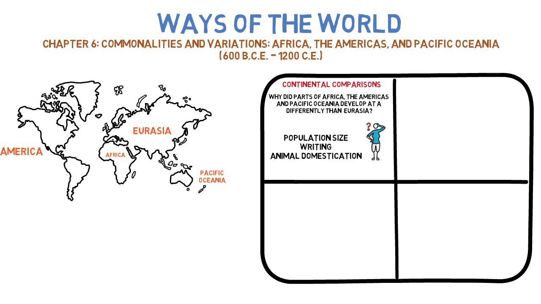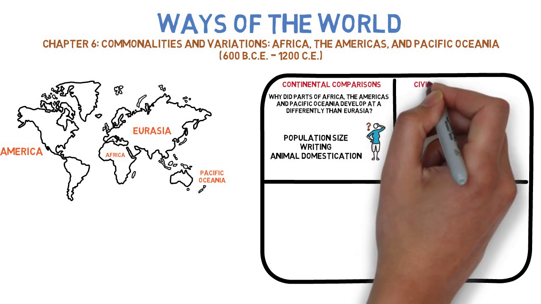And Strayer looks at things such as population size, technology such as metallurgy, animal domestication, the development of writing, and things of that nature to possibly explain that.